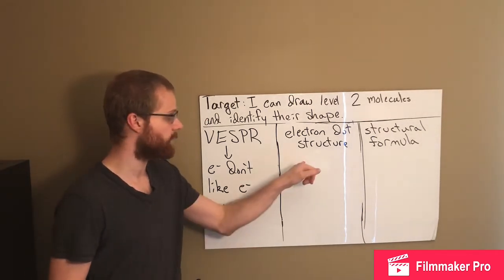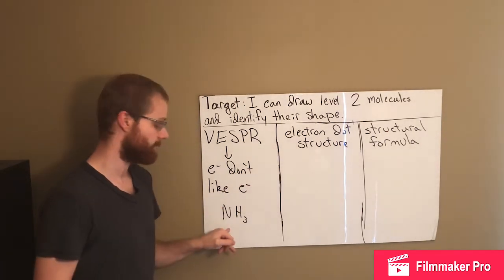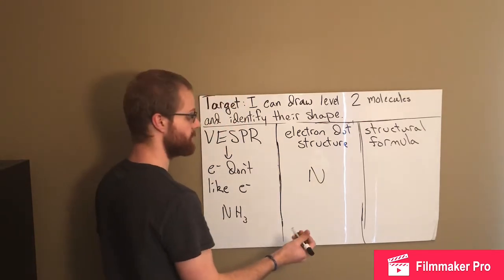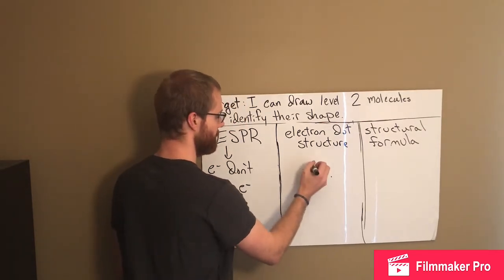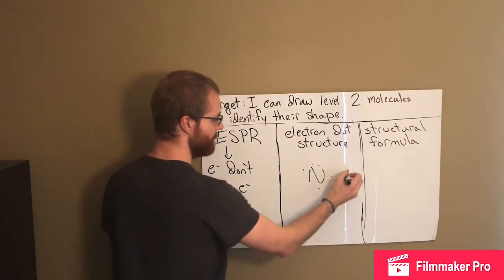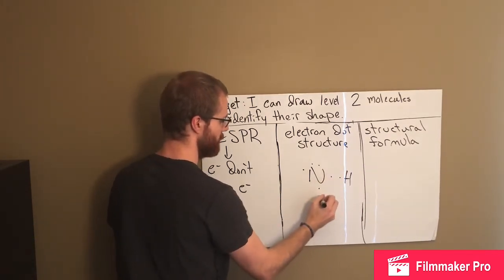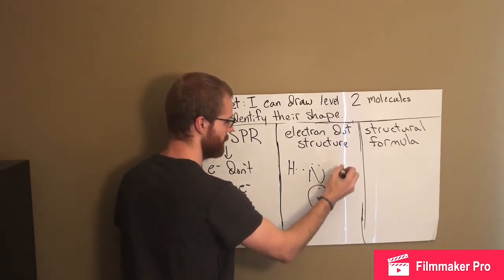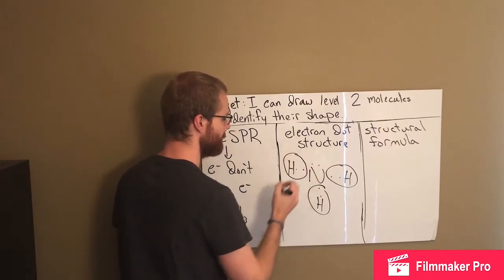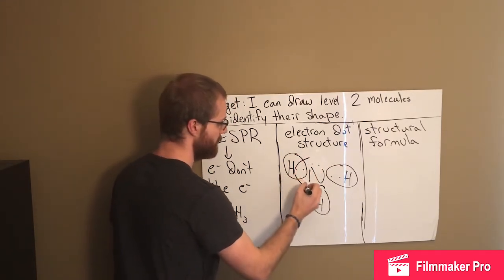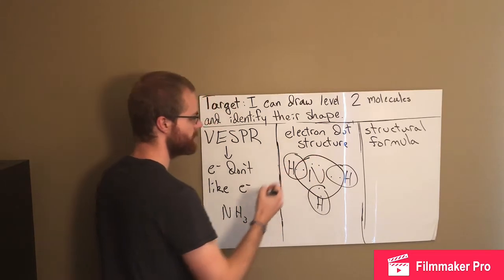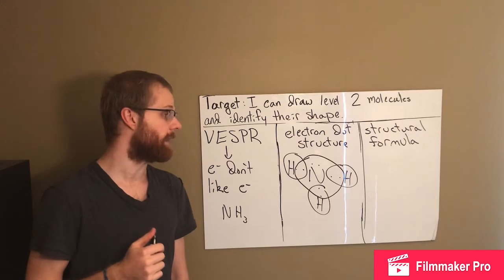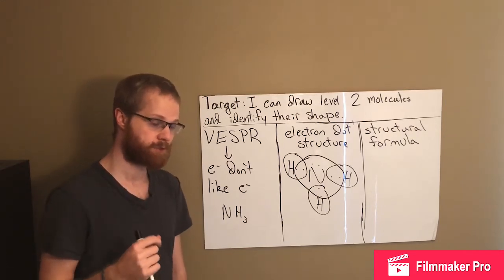Okay, so real quick, let's make an electron dot structure for NH3. Nitrogen has 5 valence electrons: 1, 2, 3, 4, 5. And hydrogen has 1. So each of these hydrogen atoms is going to form a single bond with the nitrogen atom. And the nitrogen is going to share one of the hydrogen atoms to create something that looks a little bit like this.